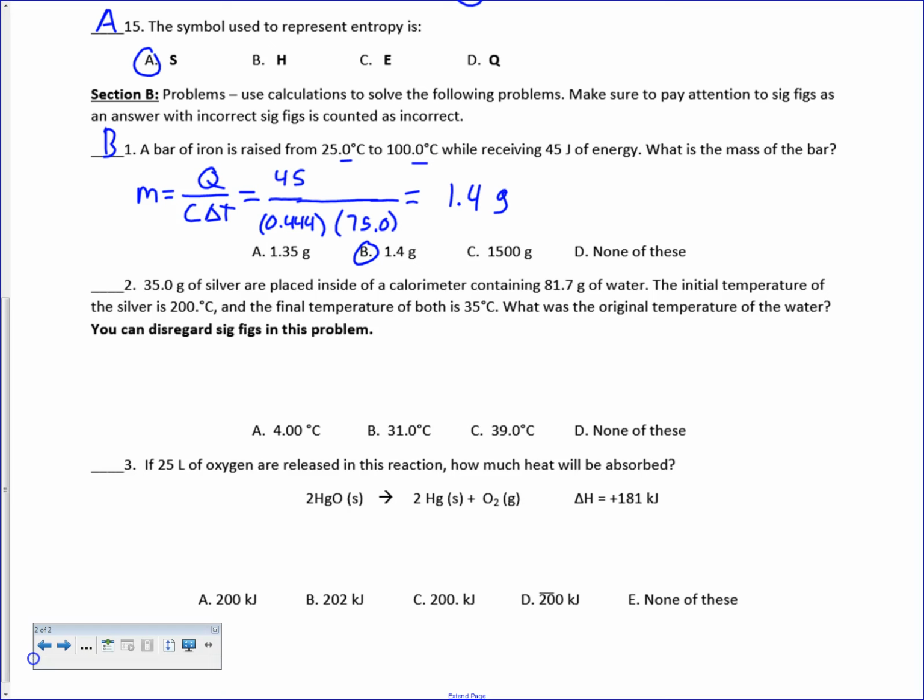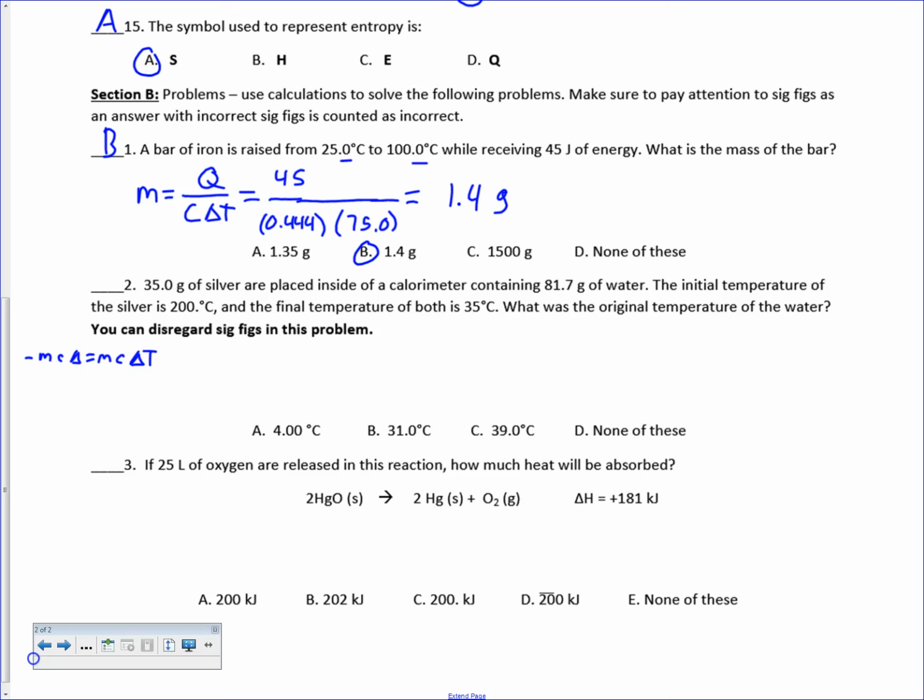Number 2, this is a calorimetry problem you can identify, which means that we're going to use the equation negative mc delta T equals mc delta T. This time it's asking us for the original or initial temperature of the water. Anytime that I ask you for an initial temperature or a final temperature, I'm going to tell you that you can ignore sig figs. Basically, it's a more algebraically complicated problem, and I don't want you to have to deal with all the sig fig mess while you're also dealing with all the complicated algebra. So this one we're not going to pay attention to sig figs.